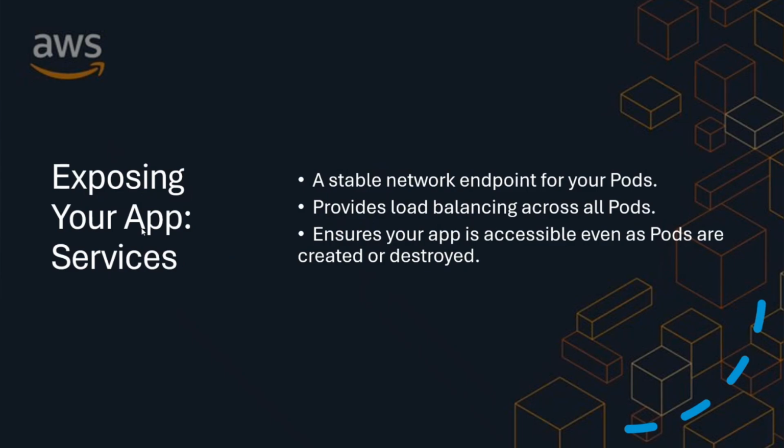Pods are temporary, so their IP addresses can change. Your users need a stable address to access your application. This is where a service comes in. A service provides a fixed IP address and a DNS name. You can think of a service as a load balancer that sits in front of your pods. It automatically routes incoming traffic to the healthy pods in your deployment. This ensures that your application is always available and your users have a single stable point of entry.